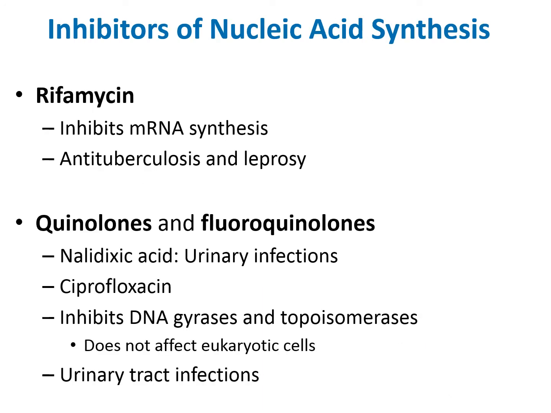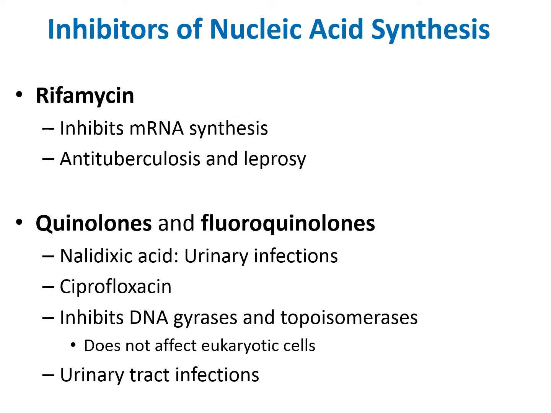Some drugs that we use as antibiotics are going to inhibit nucleic acid synthesis. So two examples of this include your rifamycin, which inhibits messenger RNA synthesis by binding your RNA polymerase and inactivating it. Typically, rifamycin is used as an anti-tuberculosis drug and an anti-leprosy drug. And it has this really quirky characteristic that people who are on this drug usually cry orange tears and their urine turns really orange.